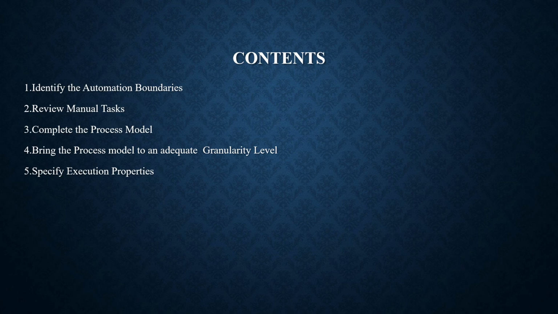The contents covered are: number 1, identify the automation boundaries; number 2, review manual tasks; number 3, complete the process model; number 4, bring the process model to an adequate level of guarantee; number 5, specify execution properties.